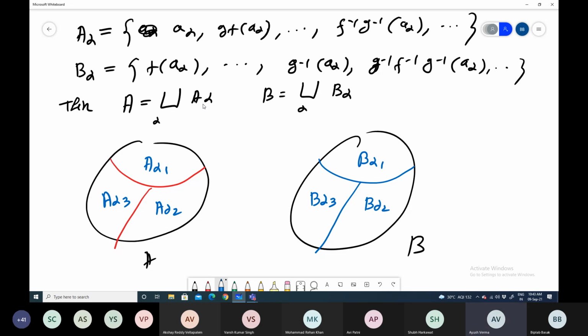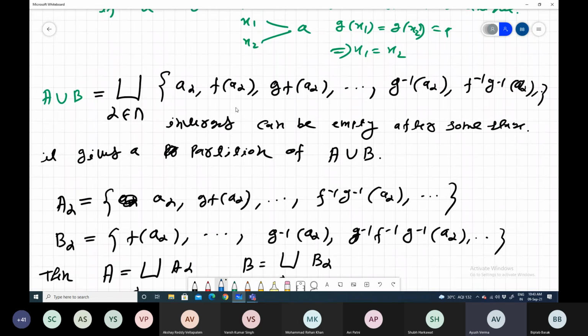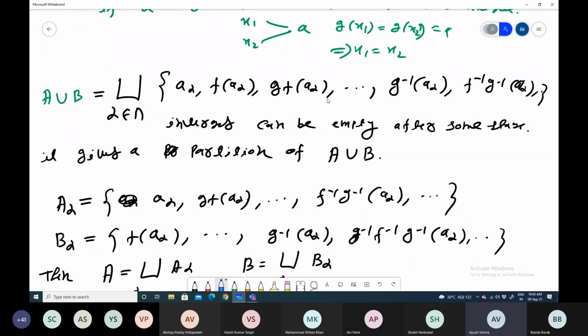Sir, when you have written A union B equals that alpha, then how can we say that all the elements of B will also be present? Like all elements of A will be present because alpha is an element of A. How can we say that all the elements of B will be present too? That is a good question.